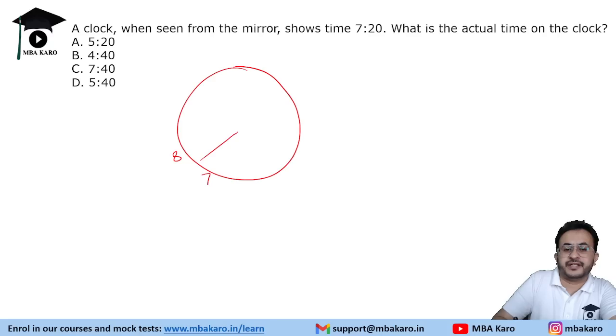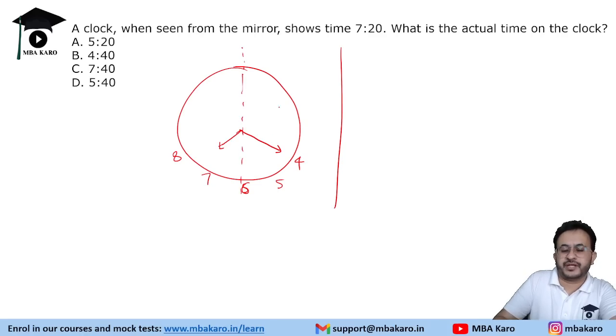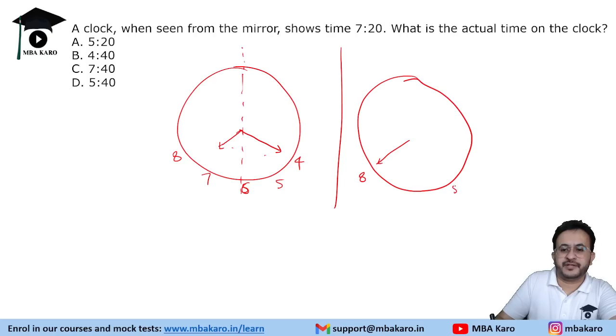So it will be somewhere here, and 20 is at 4, the shorter side, between 7 and 8, and this is at 4. Now when it is a mirror, it will reflect along this line. So the 4 will come towards this side. It will look at 8, and the 7 will be between 5 and 4. So it will be somewhere like here.